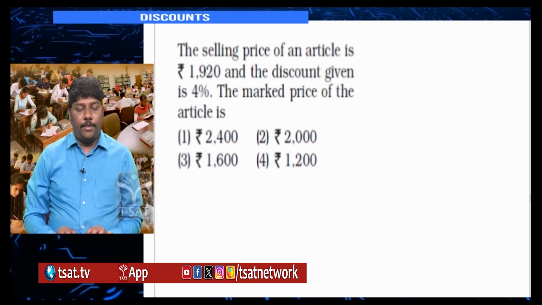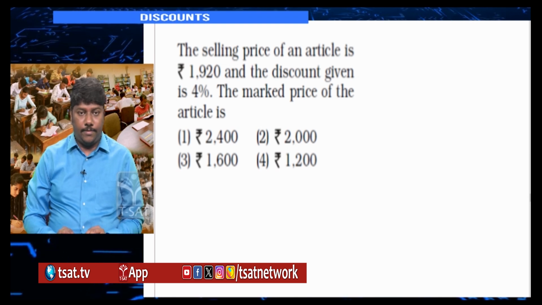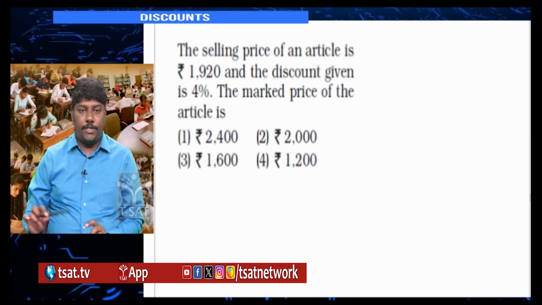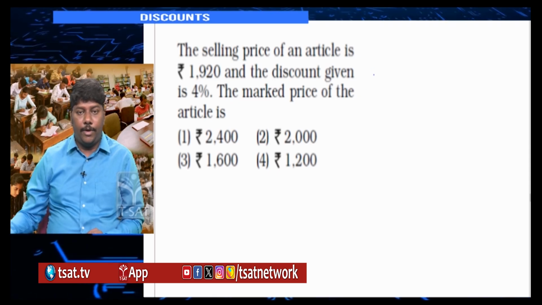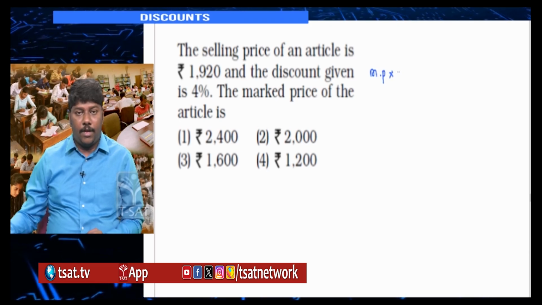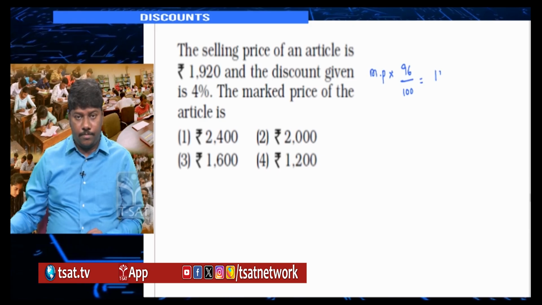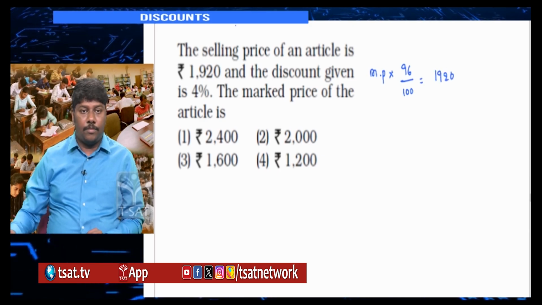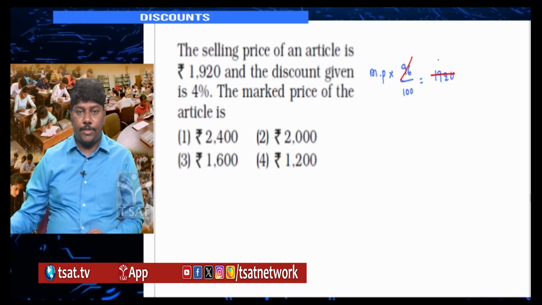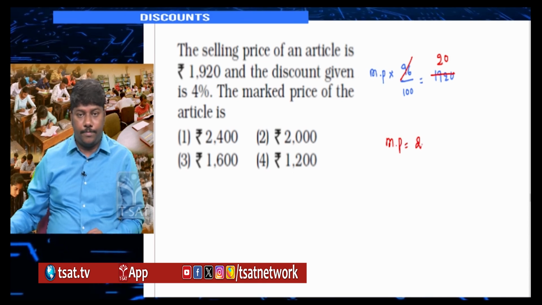The selling price of an article is 1920 and the discount given is 4%. The marked price of the article is? You give discount on marked price. So marked price, you are giving a discount of 4%, which is 96/100, is equal to 1920. Cancel it in 96, 2s are 192. So what is your MP here? Directly I will get 2000.